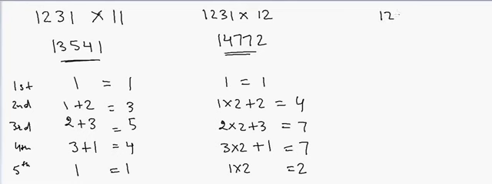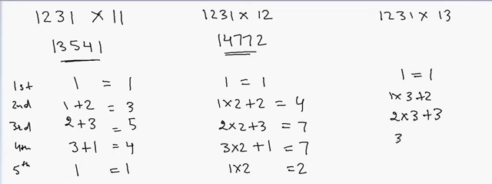Again, if I have to multiply by 13, then the answer will be equal to 1, 1 into 3 plus 2, 2 into 3 plus 3, 3 into 3 plus 1, and 1 into 3. So that will give me 3 plus 2 is equal to 5. 3 into 2 is 6 plus 3, 9, and if you look here, it will be 3 into 3 is 9 plus 1, 10. So here we have 10 and here we'll have 3.